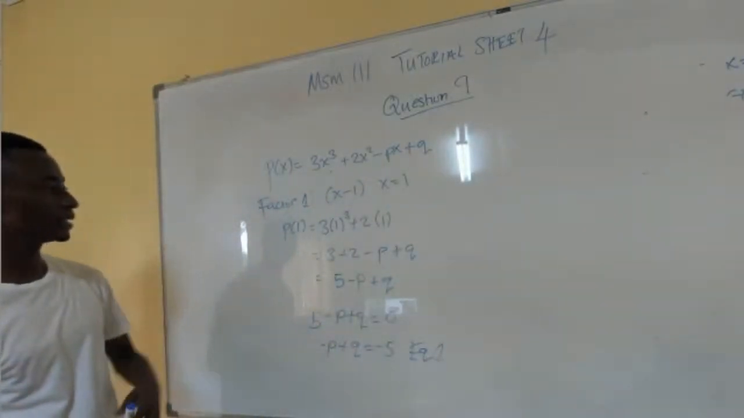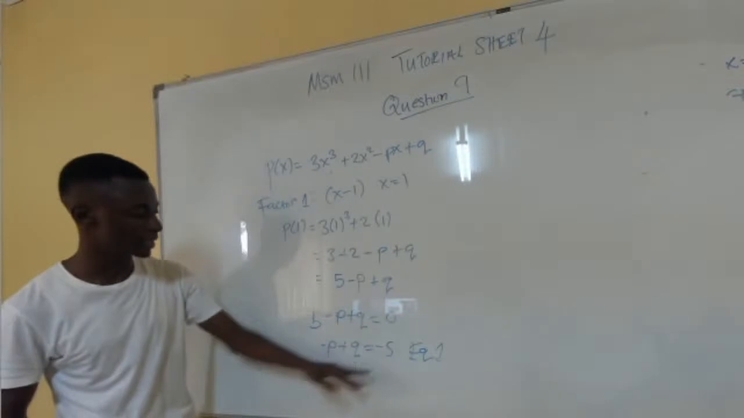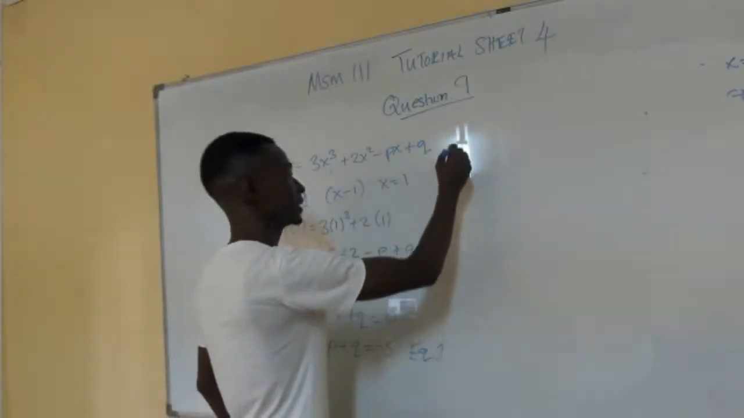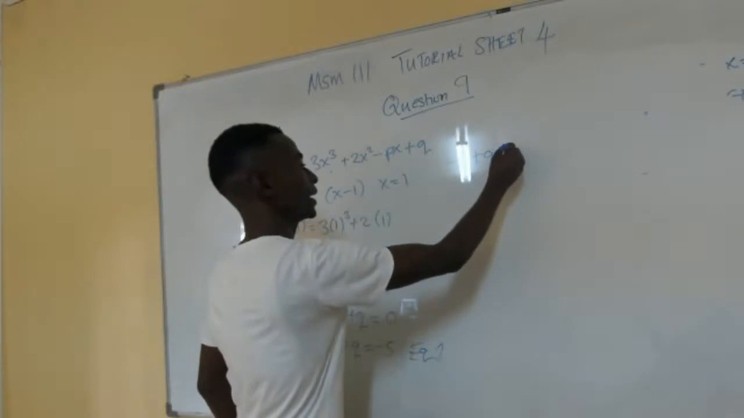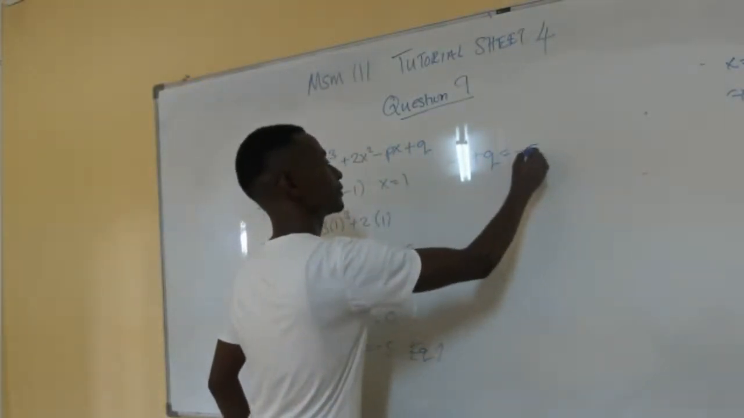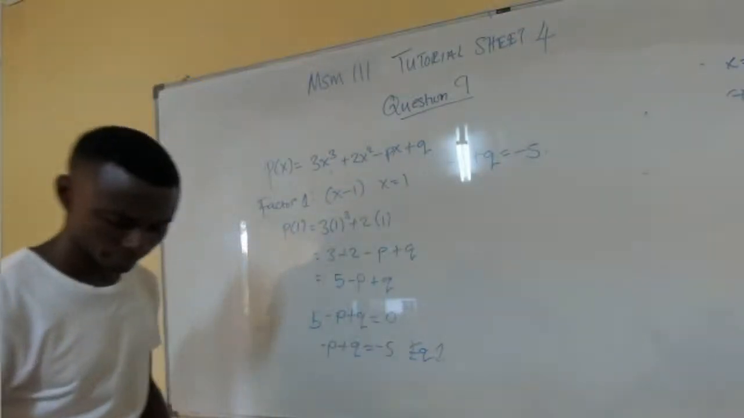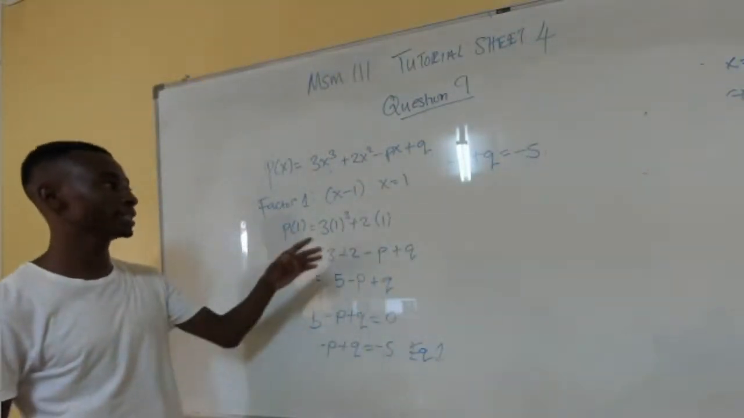I think it's easy, you know what we've done here. By that, you do that, you get that. So meaning our first equation here is negative p plus q equal to negative 5. That's our first equation. So we want to find our second equation.